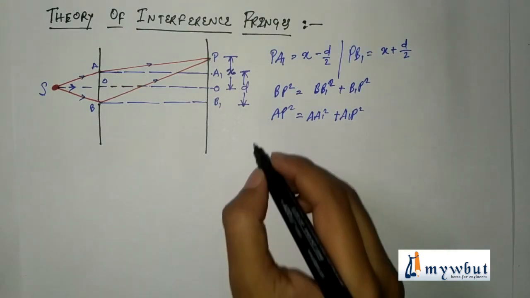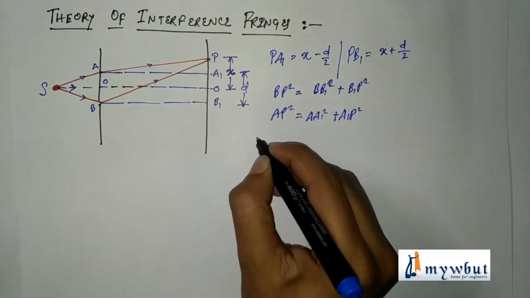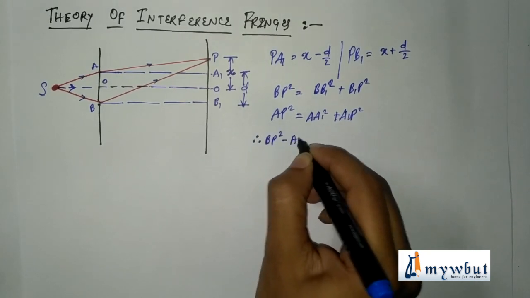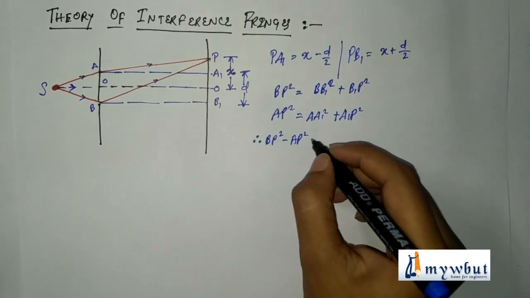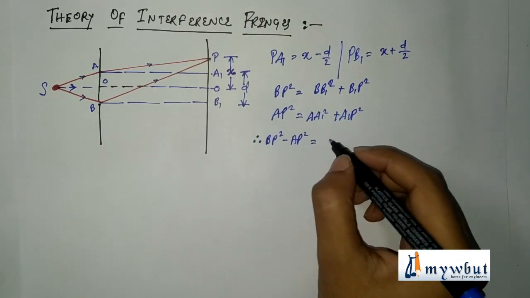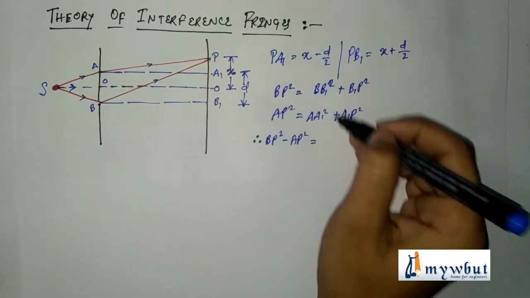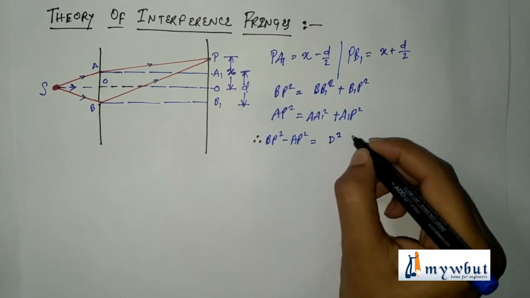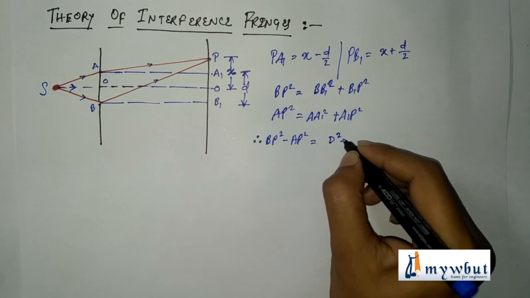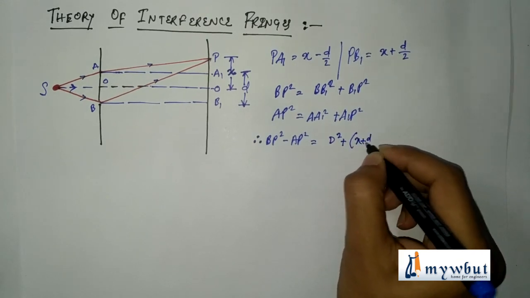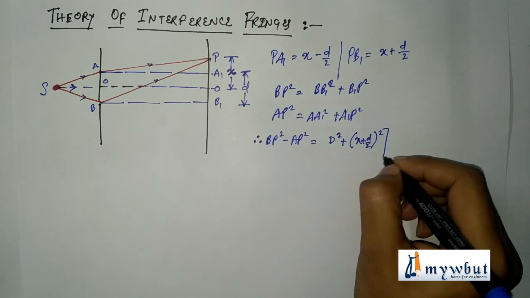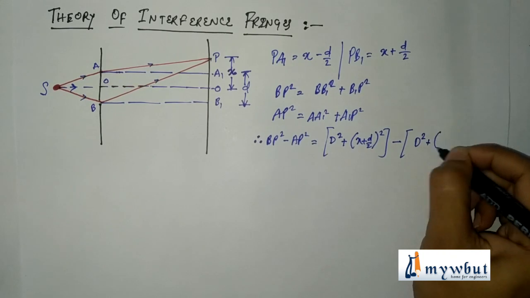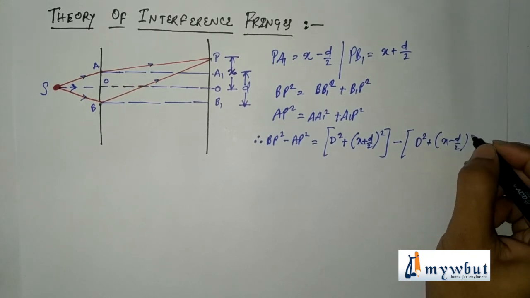So from this right angle triangle, therefore BP square minus AP square is equal to, if you subtract this equation from this equation, we'll be gaining like this, capital D square plus x plus d by 2 whole square, this is one term, minus of capital D square plus x minus d by 2 whole square.